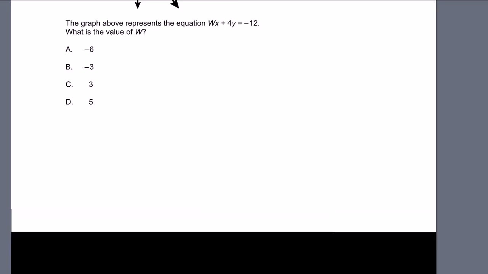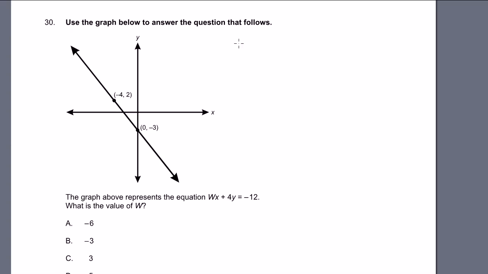Next question. C. Use the graph below to answer the question that follows. Okay, they've drawn us a little line. They've drawn some points on the line. The graph above represents the equation wx plus 4y is equal to minus 12. What is the value of w?